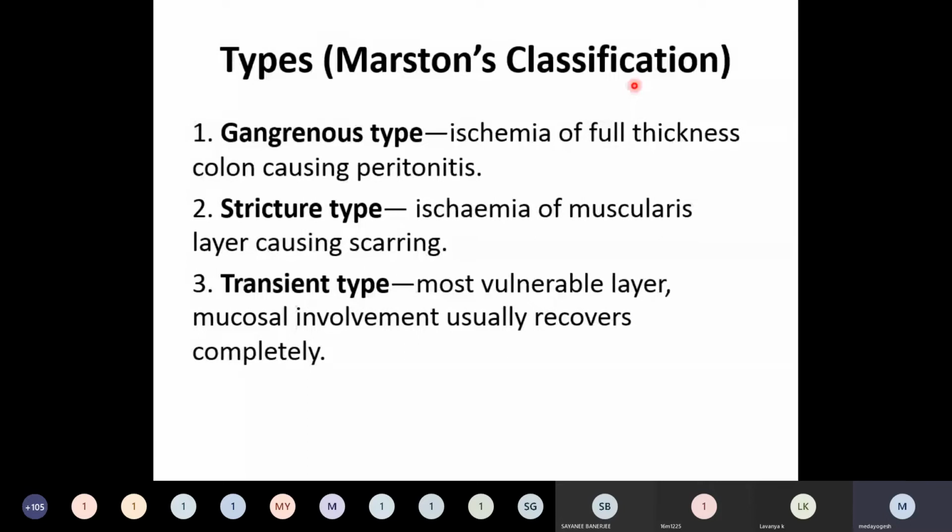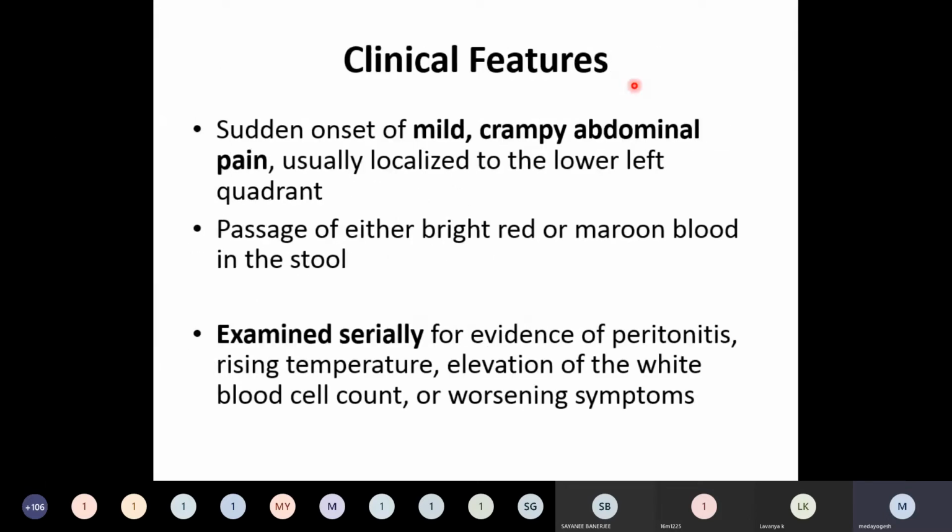The third type in this classification is the transient type. This is because of the involvement of the most vulnerable layer, the mucosa, and that usually results in sloughing out of the mucosa and bleeding, resulting in bleeding per rectum. It can be a mild or a severe form, but usually it recovers completely. So the patient has to be kept under observation for the occurrence of any complications and monitoring. So that's about Marston's classification.